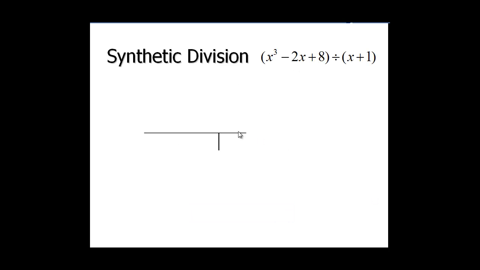Okay, synthetic division. Suppose you have x cubed minus 2x plus 8 divided by x plus 1. With synthetic division, you take the coefficients of your polynomial, which are 1x cubed, no x squared, negative 2x plus 8, and that's all you keep. 1, 0, negative 2, 8. And then you take the opposite of what's in parentheses over here that you're dividing by, which is minus 1. Okay, then you bring down the first number.